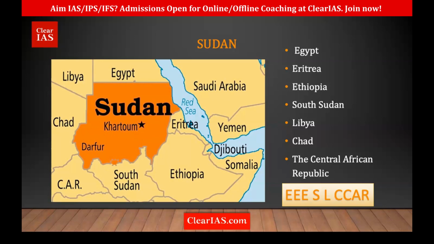So these are the bordering countries of Sudan. Important places: Khartoum, the capital of Sudan. Sudan is very important for this year's exams because conflict is going on in Sudan, and there is Operation Kaveri, which is a rescue mission of the Indian diaspora in Sudan. Also, Sudan has a border on the Red Sea, and the Nile is flowing through Sudan. The meeting point of the Blue Nile and White Nile is in Sudan.